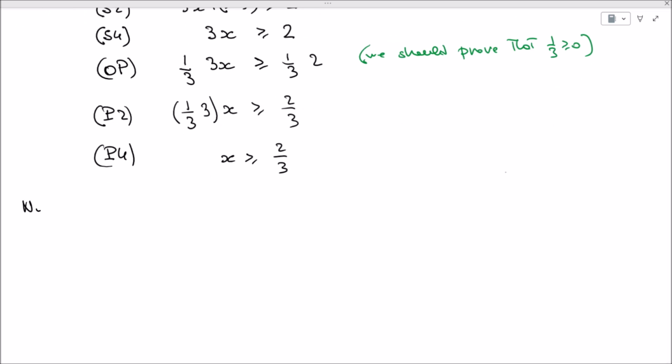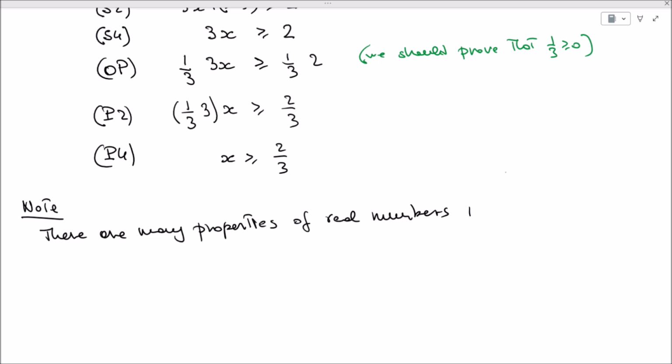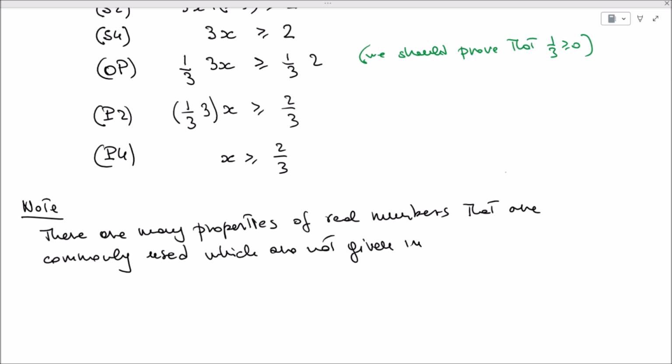Now, as a side note, I want to highlight the fact that there are many properties of real numbers that are commonly used, which are not given in the axioms.